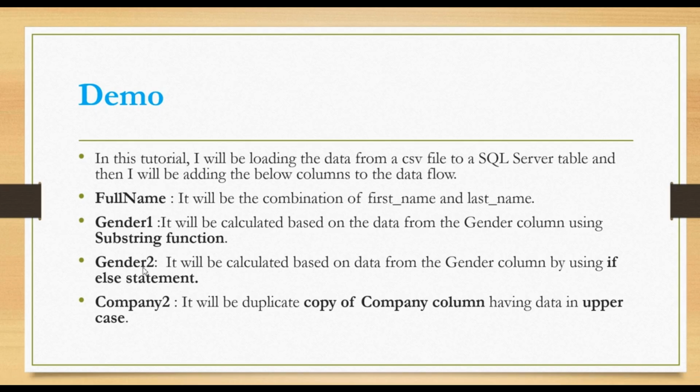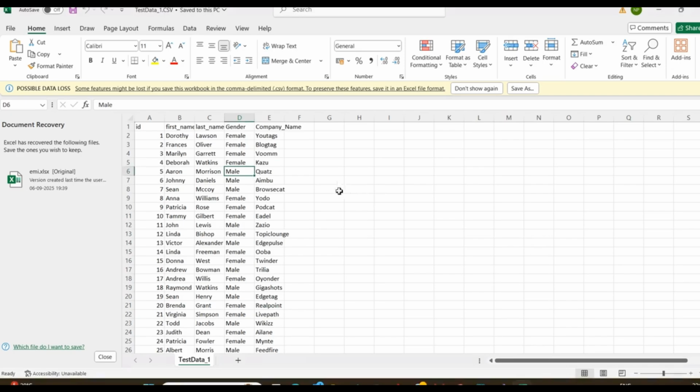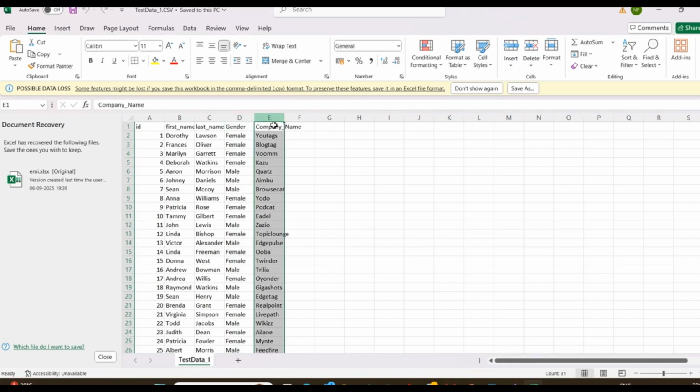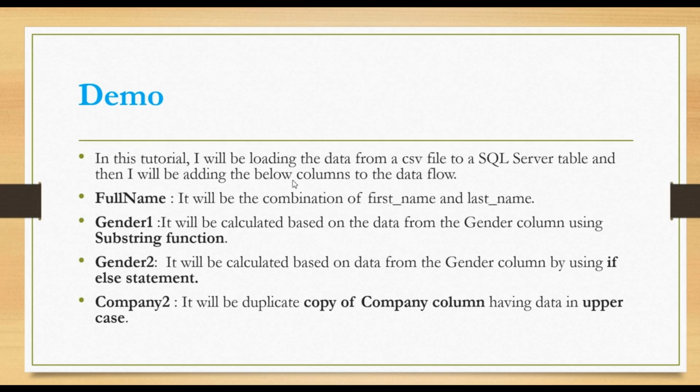Gender 2 is nothing but, by using an if else statement, we are going to derive this gender 2 column value based on this gender. And then company 2 is nothing but we are going to copy the company name column from the CSV file, and then convert that to uppercase before loading into the table.